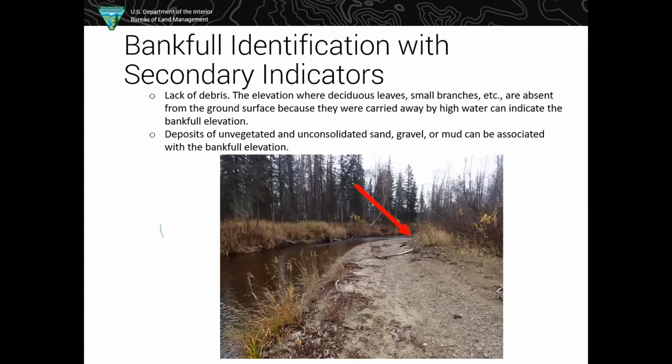Accumulations of unconsolidated material and the lack of deciduous leaves can be a secondary indicator of bankfull as well. Here we had accumulated sand and a lack of leaf litter that coincided with the elevation of an active bench on the opposite stream bank. So it was a good complementary indicator again.